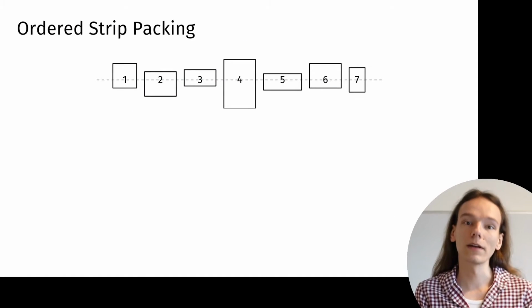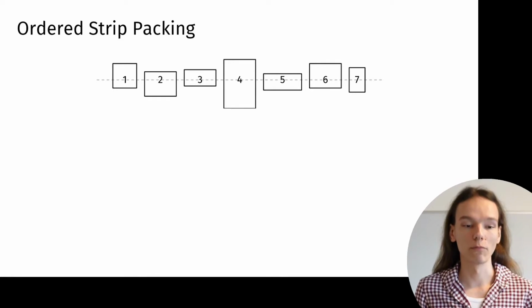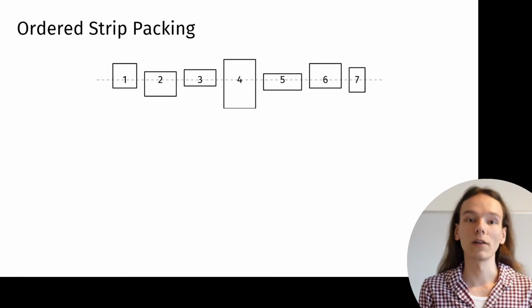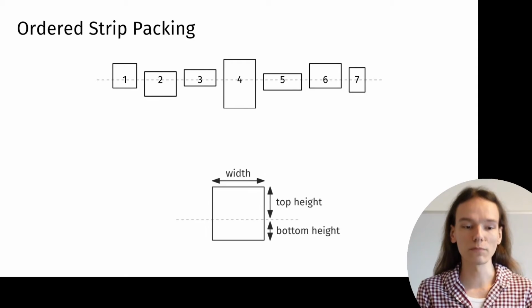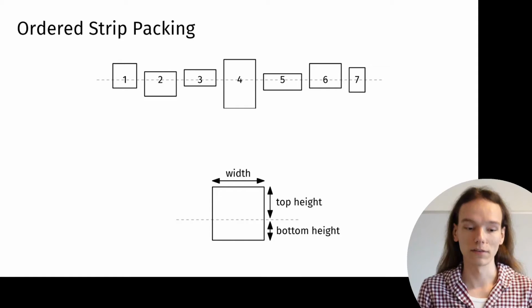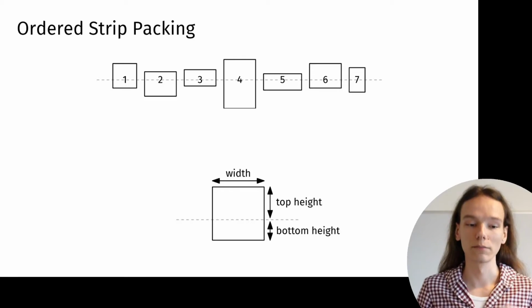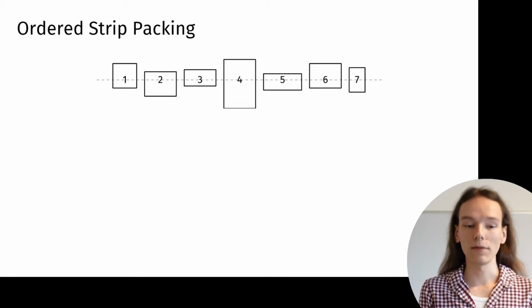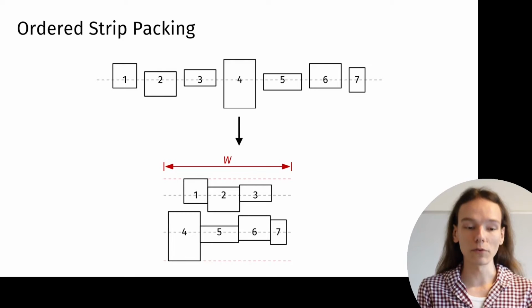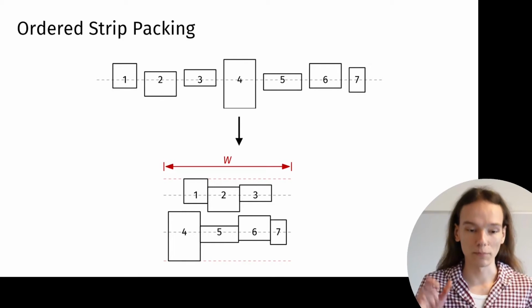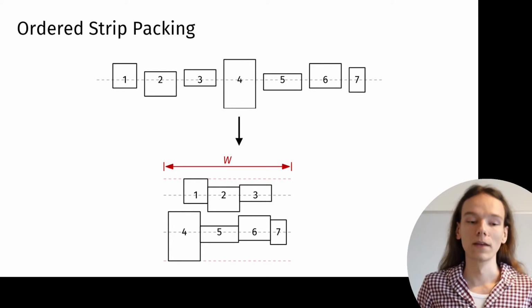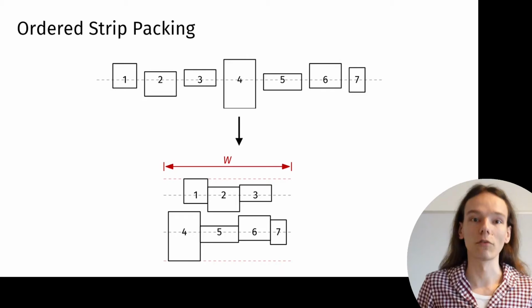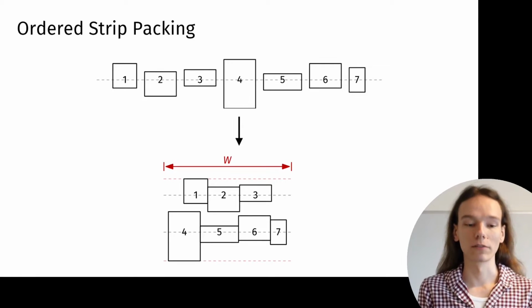And in ordered strip packing, the rectangles are given in order from 1 to 7 in this drawing, and they are aligned on a spine, the dotted gray line. So each block has a width, and it sticks out by a certain top height above the spine and a certain bottom height below the spine. And the aim is, again, we are given a width W, to break up the blocks in order into rows and place the rectangles on that so that they respect their top and bottom heights.